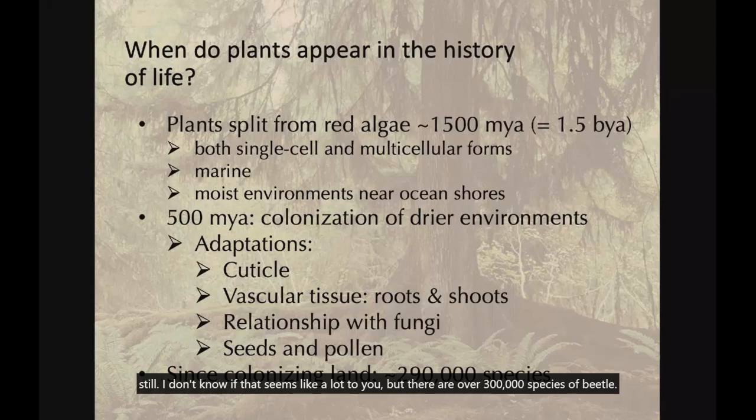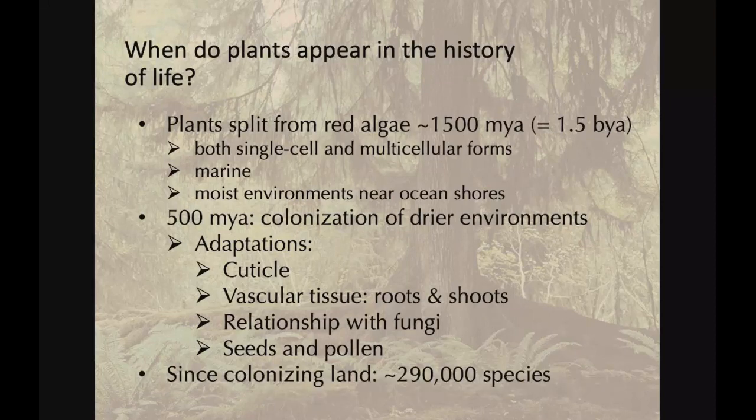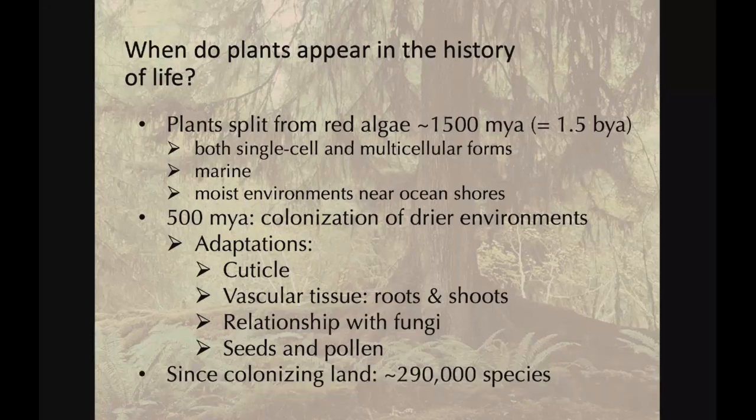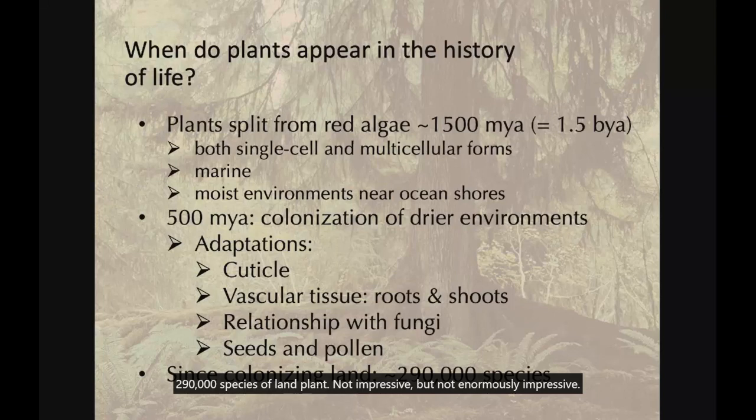I don't know if that seems like a lot to you, but there are over 300,000 species of beetle. Of course, they're the big group, right? But, you know, a million species of insects, or who knows how many million. But 290,000 species of land plant. Not impressive, but not enormously impressive.